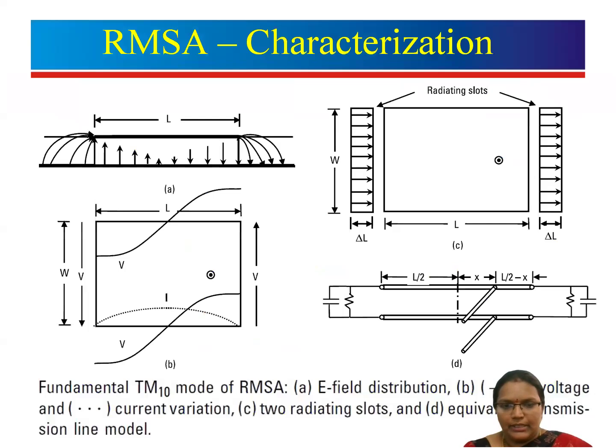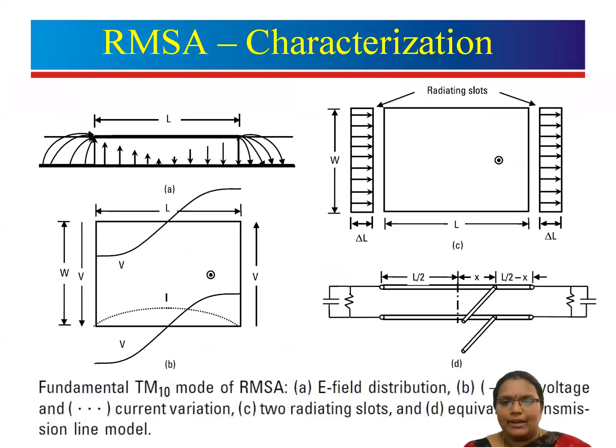Here it is shown clearly in figure C. We can see delta L here and another delta L here. So this is the increase in the length due to the fringing effect. These two are the radiating slots compared to the non-radiating slots along the length of the rectangular patch antenna. The voltage and current distributions at these two ends are denoted in the figure.